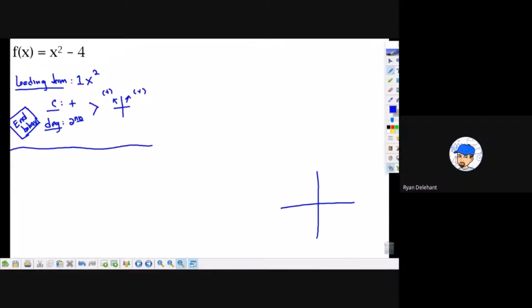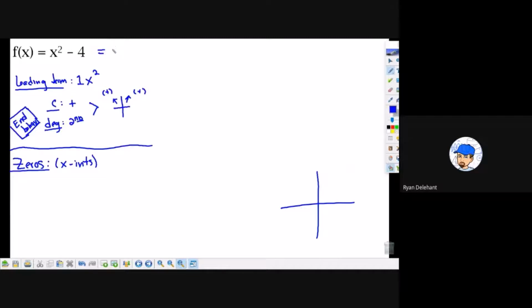Now the other thing we need to find before we jump into making the sign table, we need to find the zeros of this. What else are zeros called? They're also called x-intercepts, okay? The reason we call them zeros is because it describes what you would do to find them.